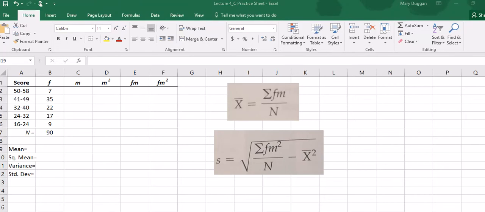Whenever possible, it's most desirable to use the actual scores when you're calculating measures of variability. However, sometimes all the data we have access to is in the form of a grouped frequency distribution. On this Excel sheet is an example of such a distribution.